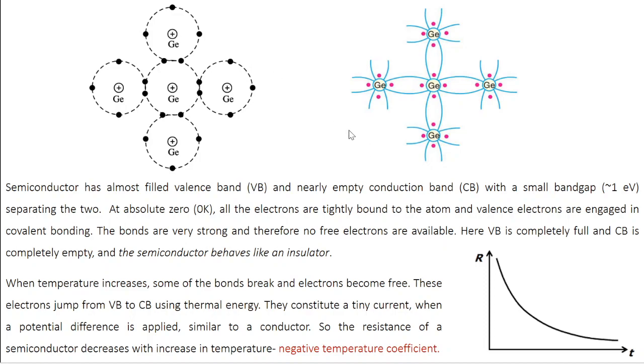So as I said, the semiconductor has an average band gap value of around 1 electron volt. Now, if you take absolute zero, the lowest temperature possible, all the electrons are tightly bound to the atom, and the valence electrons are engaged in covalent bonding as shown in this figure. Covalent bonds are very strong, therefore no electrons are freely available.